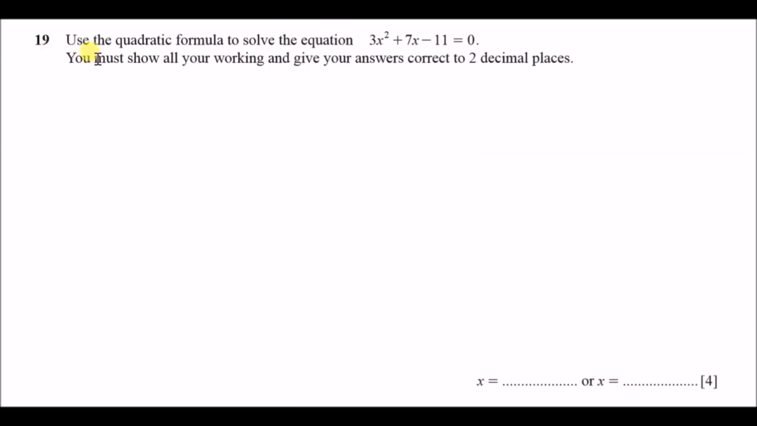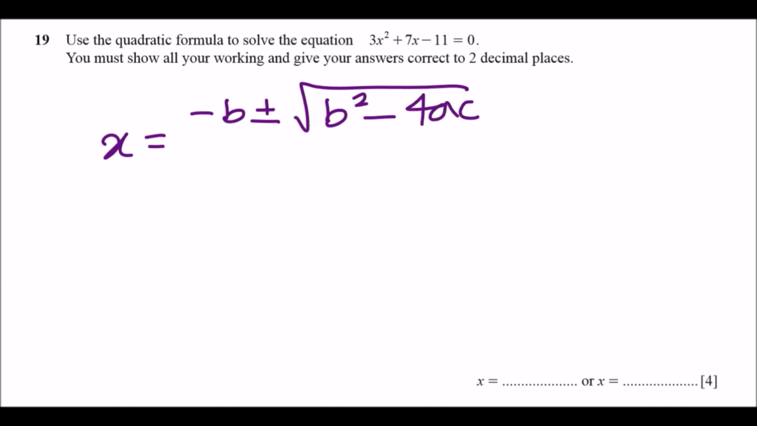Okay, number 19. So use the quadratic formula to solve the given equation here. And you must show all your working and give your answers correct to 2 decimal places. Okay, so the quadratic formula is quite straightforward. Okay, or maybe not. If you know it, then always write it down first. And it's always a good idea to write your formulas first. So it will be minus b plus minus the square root of b squared minus 4ac all over 2a.